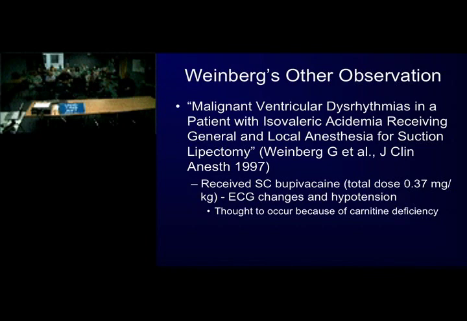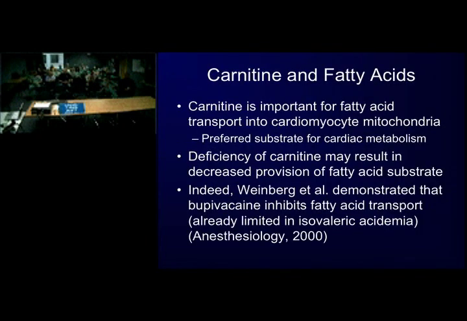So what's the big deal with carnitine deficiency? Well, carnitine is important for fatty acid transport into the cardiomyocyte mitochondria. As I mentioned, the fatty acid oxidation pathway is the preferred way that the cardiomyocytes get their ATP. Deficiency in carnitine may therefore result in decreased fatty acid substrate, and therefore a shift towards glucose oxidation with whatever remaining fatty acid substrate the cardiomyocytes are able to get.